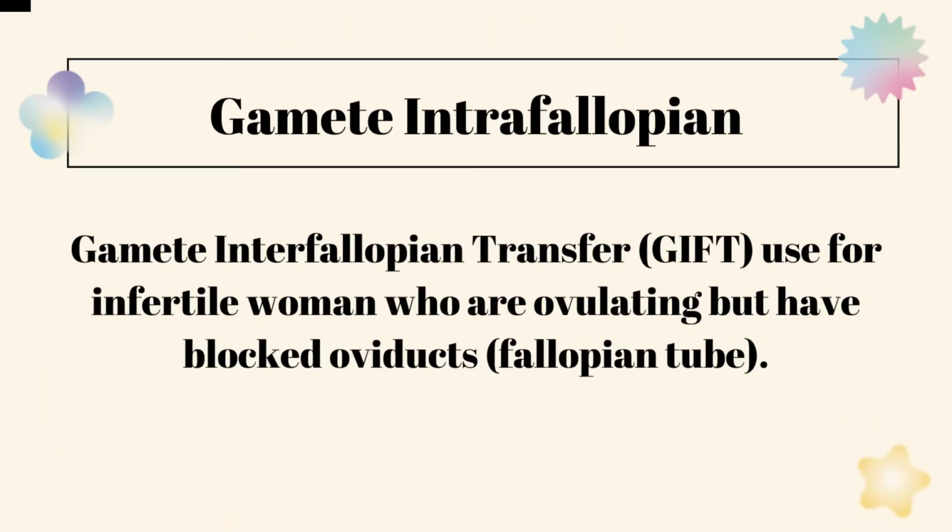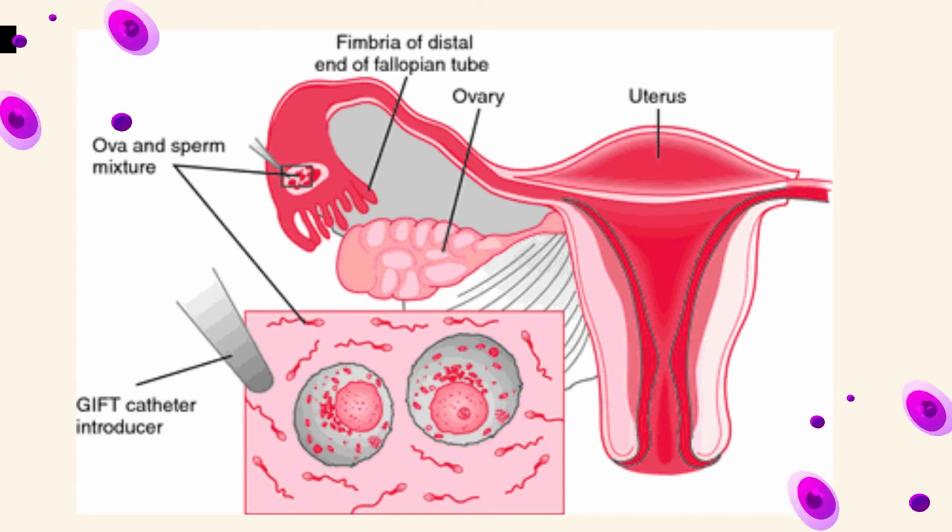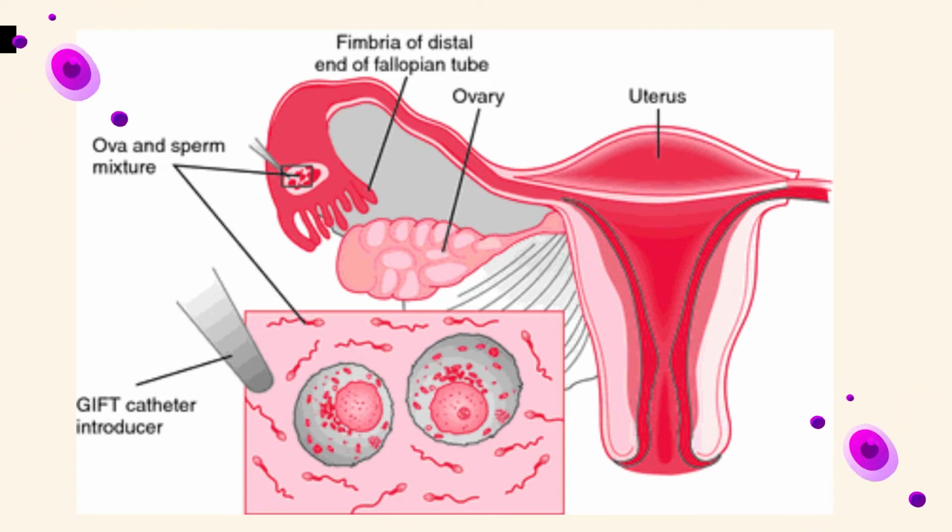Gamete intrafallopian transfer, also known as GIFT, is used for infertile women who are ovulating but have blocked oviducts or fallopian tubes. Gamete intrafallopian transfer uses multiple eggs collected from the ovaries. The eggs are placed into a thin flexible tube, known as a catheter, along with the sperm to be used. The gametes, both eggs and sperm, are then injected into the fallopian tube using a surgical procedure called laparoscopy.